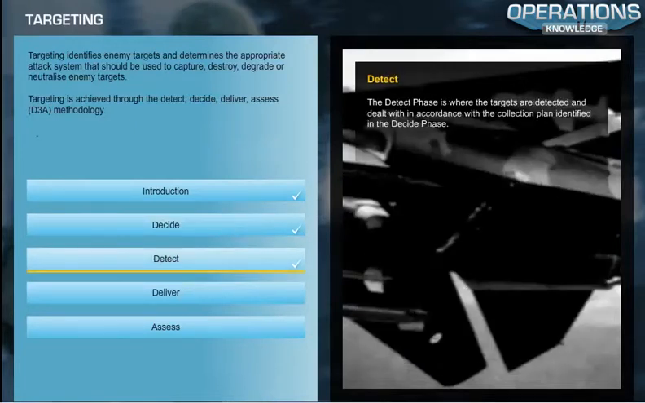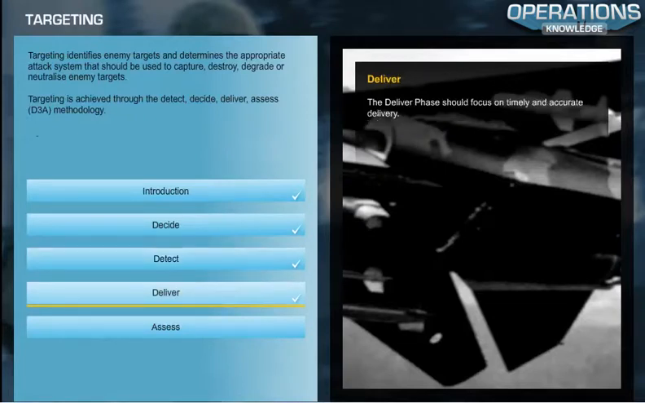During the Detect phase, the collection plan is executed. As specified targets are located, the appropriate headquarters or response system is notified to initiate target attack in accordance with the attack guidance matrix. The Deliver phase is conducted accurately when designated attack systems correctly respond to the observation of high payoff targets.